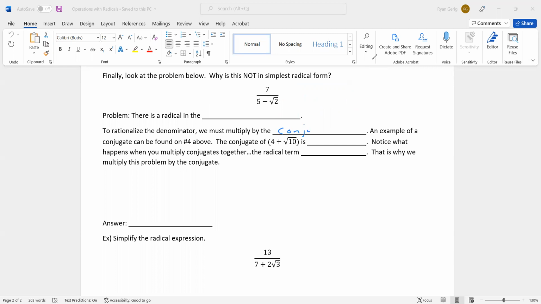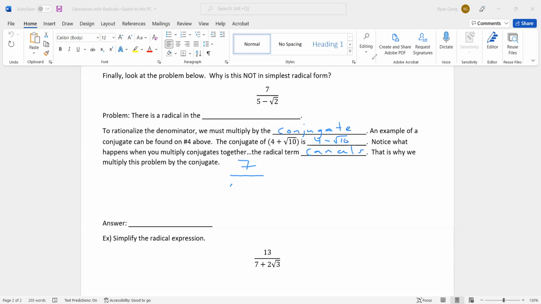It's a funny word, but an example of a conjugate can be found in number 4 above. The conjugate of 4 plus radical 10 is 4 minus radical 10. And what happens when you multiply those two conjugates together? The middle term, the radical term, cancels, and you're left with just a number. That's why multiplying this problem by the conjugate is how you rationalize the denominator.